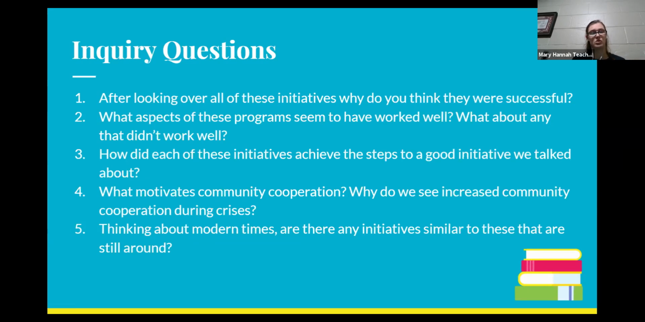There's no easy yes or no answer to this. How did each of these initiatives achieve the steps to a good initiative that we talked about, those 4 steps that I highlighted at the beginning of the lesson? I point them out throughout each initiative, but I'm also hoping that students will pull all 4 from each initiative. I mentioned 2 each, but I want them to be able to go back and look at all of the different goals.